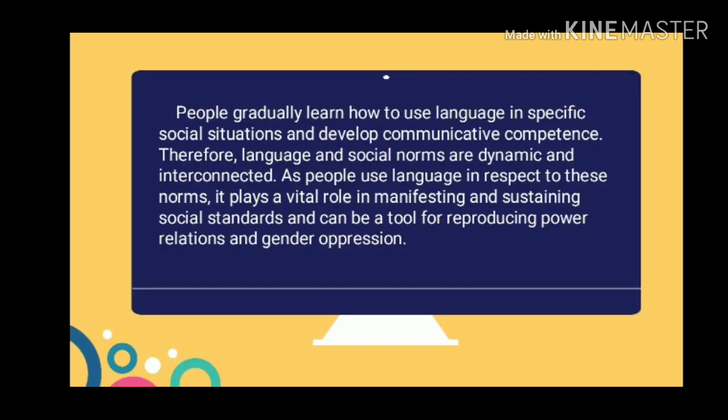The relationship between language and gender is not a direct one, but one mediated by the social practices and activities that come to be gendered in particular communities or cultures. People gradually learn how to use language in specific social situations and develop communicative competence. Therefore, language and social norms are dynamic and interconnected. As people use language in respect to these norms, it plays a vital role in manifesting and sustaining social standards and can be a tool for reproducing power relations and gender operations.